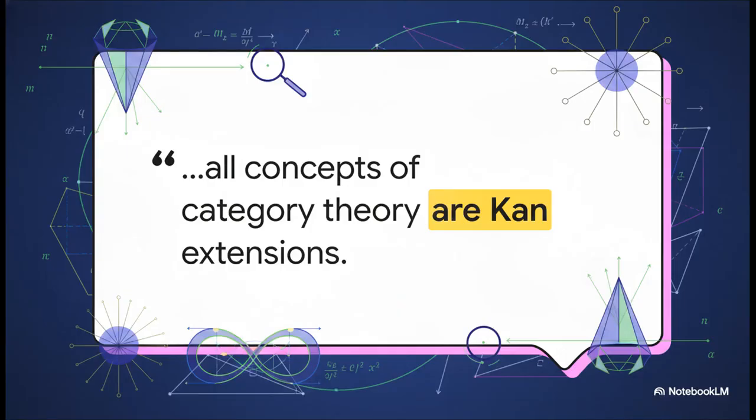So Mac Lane just drops this bombshell right in the preface. It's an absolutely wild claim. He's basically saying that all the big tools and ideas in category theory, they're all just Kan extensions wearing different hats. I mean, if he's right, it's like he's giving us the secret blueprint for the whole subject. It sounds almost too simple, but that's the idea we're chasing today.